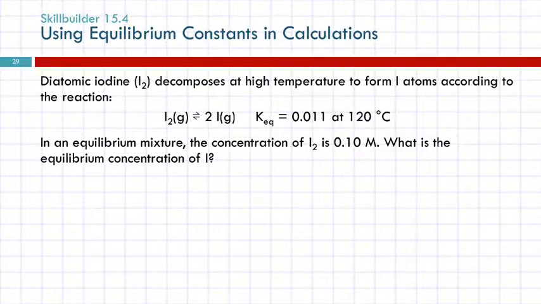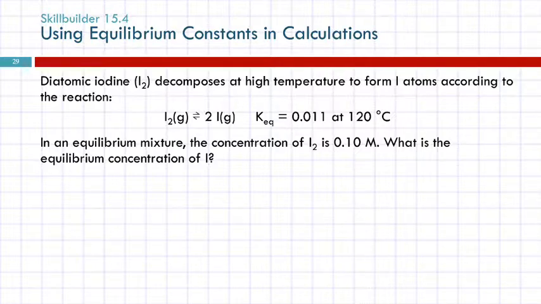Let's do another one here. Diatomic iodine decomposes at high temperature to form iodine atoms according to this reaction. Here we're given the equilibrium constant. So this equilibrium constant, 0.011, what does that tell us about which there's probably more of? Are there more products or more reactants? There's more reactants. So a small KEQ means that the reaction does not go forward very much. A large KEQ tells us it goes forward a lot. This one's small. Not horribly small, but it's definitely less than 1.